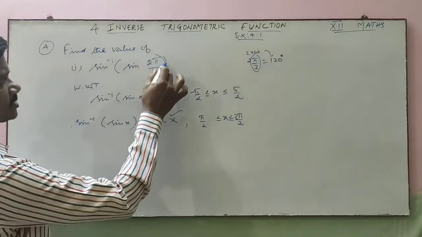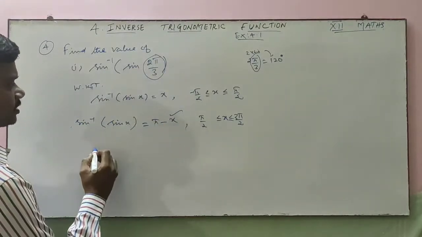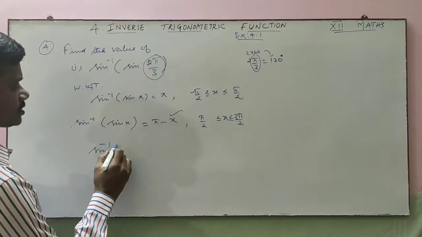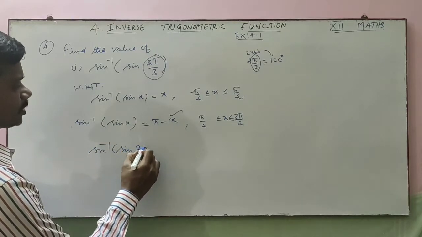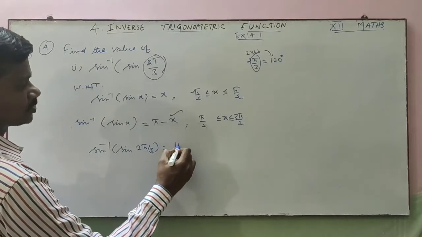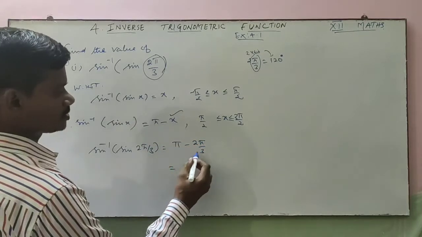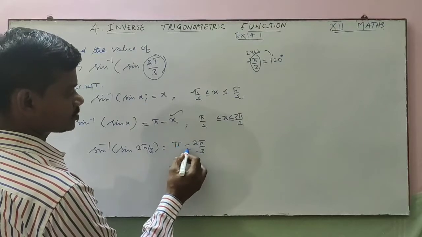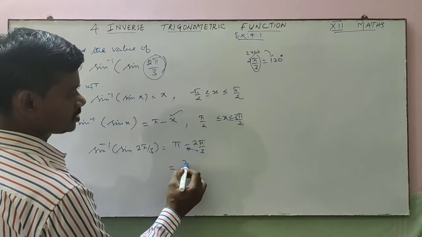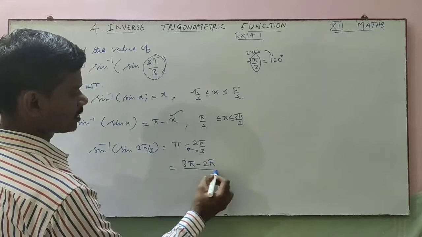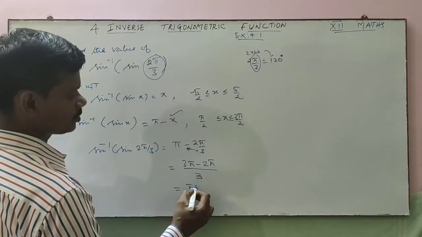Here what is the x? The x is 2 pi by 3. So sine inverse of sine 2 pi by 3 is equal to pi minus 2 pi by 3, which is 3 pi minus 2 pi by 3. If you cross multiply this, you will get pi by 3.